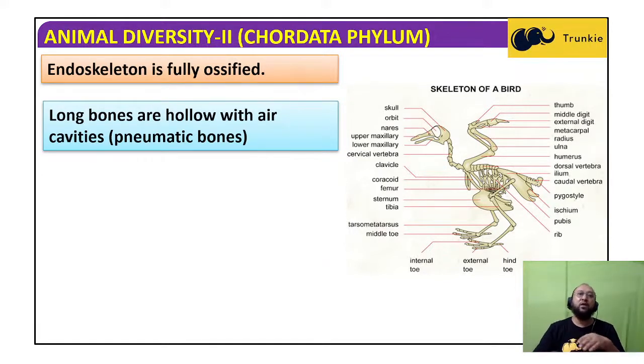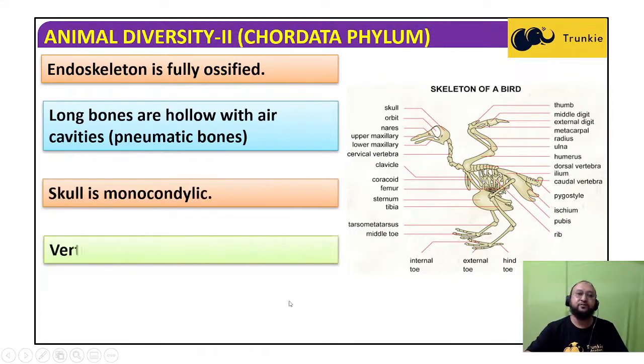Long bones are hollow with air cavities. This is an important point for the exam. Long bones are hollow with air cavities to make the body light. If the body is heavy, then it will be difficult for these birds to fly. To make the body light in weight, the long bones are hollow with air cavities, and these are called pneumatic bones.